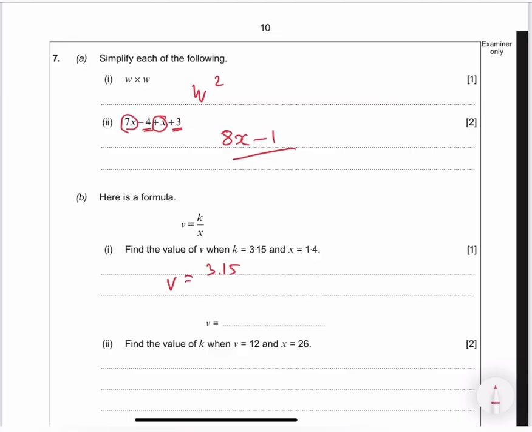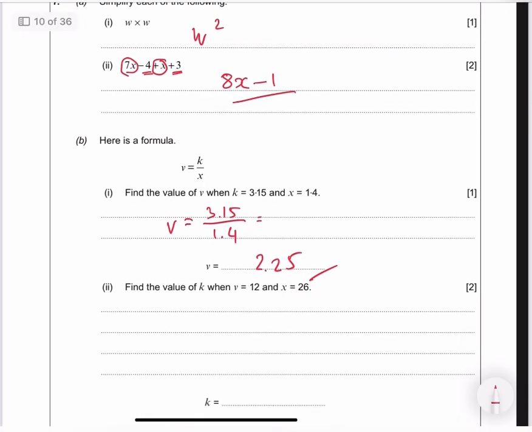So here we do substitution to find v. Let's put the numbers in for k and x, and you're dividing there, of course, 2.25. And find the value of k when v is 12. Let's put the numbers instead of the letters into the formula. 12 equals k over x. So k we don't know, and x is 26 there.